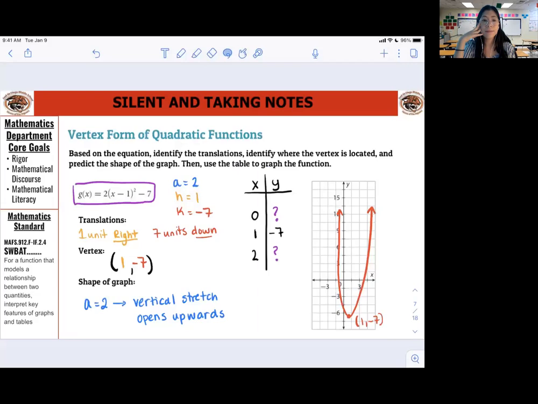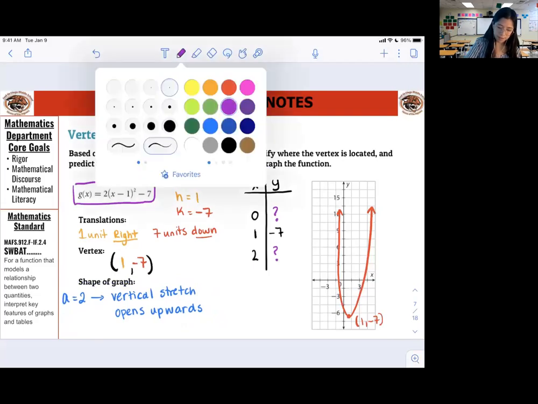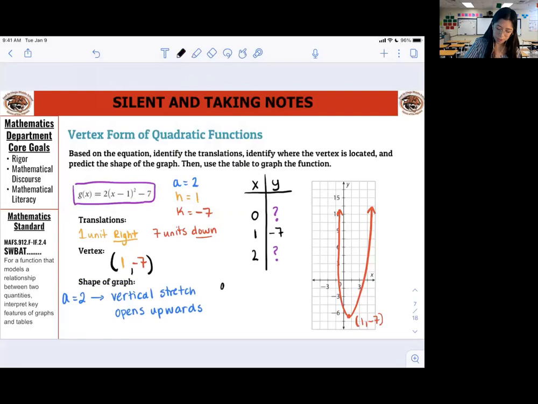Plug in the numbers. Plug it in, exactly. We're gonna plug it in. We're gonna plug in 0 and see what I get. I'm finding g of 0.